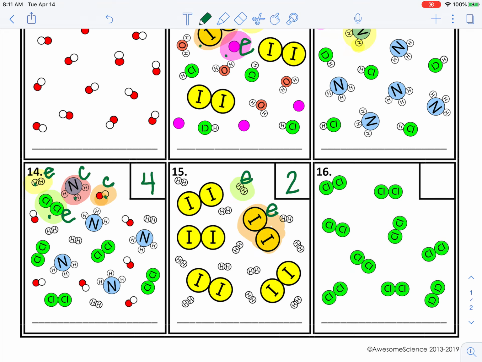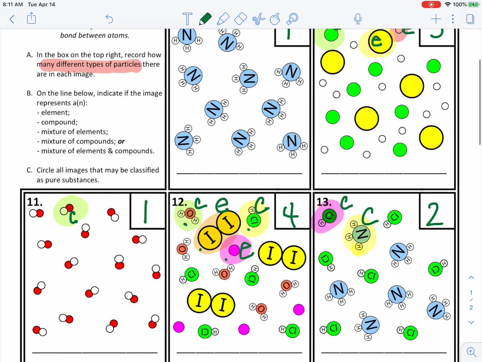And for 16, I have Cl here. Since they are the same elements bonded together, that's a diatomic element, and I only have 1 particle in these boxes. All right, let's go back up and see if we can identify if they are elements, compounds, mixtures, and what they are mixtures of.